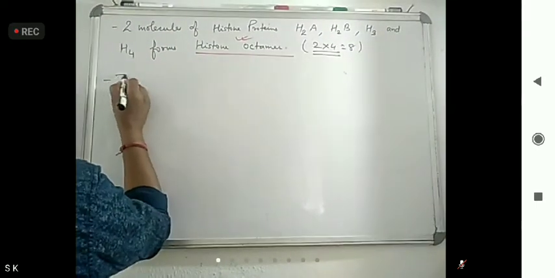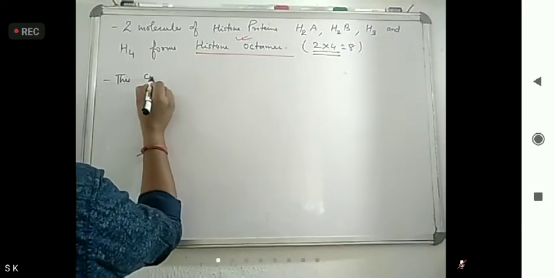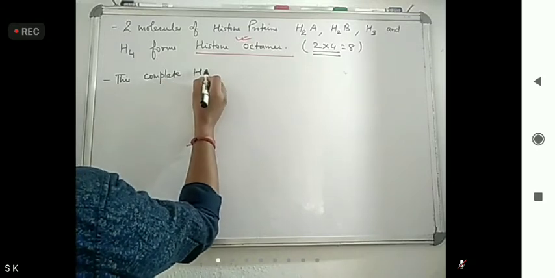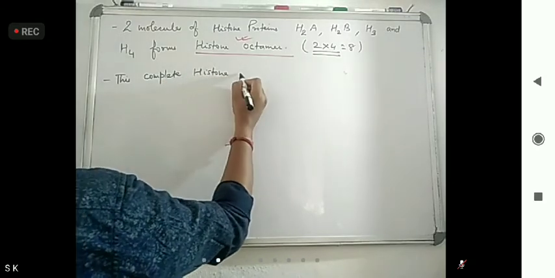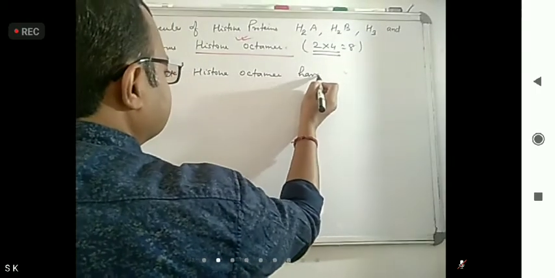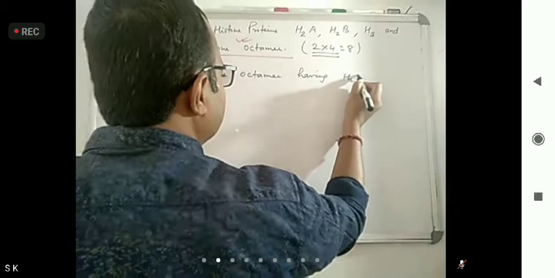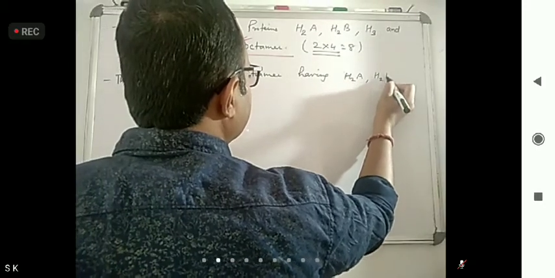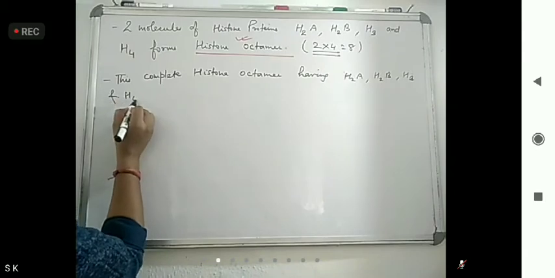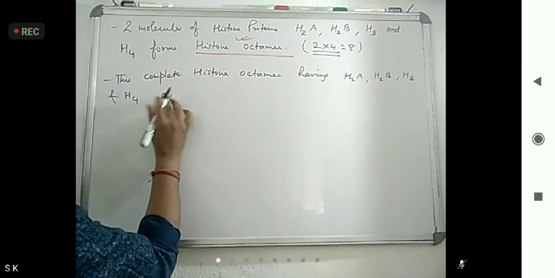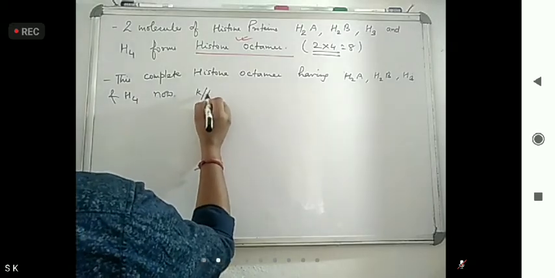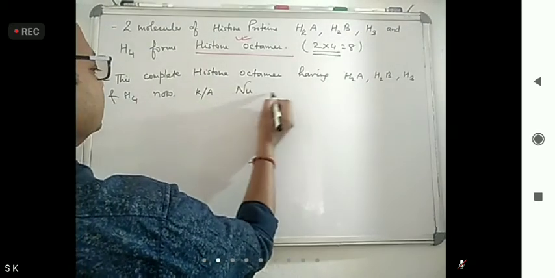So this complete histone octamer having H2A, H2B, H3 and H4 is now known as a nu body.